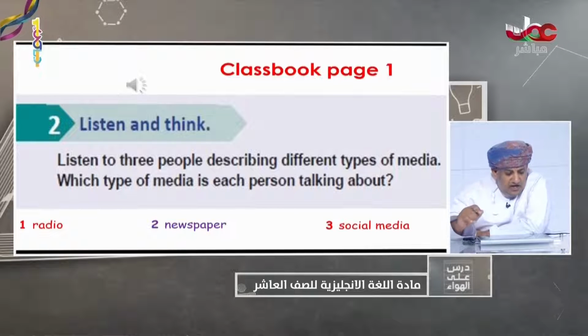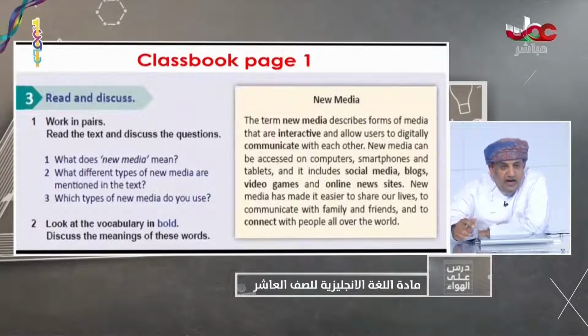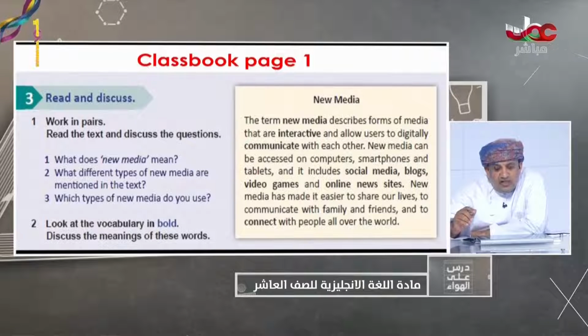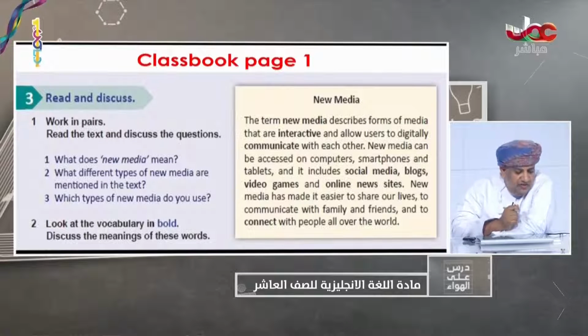Okay, now we have finished number 2. Let's look at task number 3. Here the question said read and discuss. Now, number 1, work in pairs, read the text and discuss the questions. So before reading the text, we should read the questions here on the right.